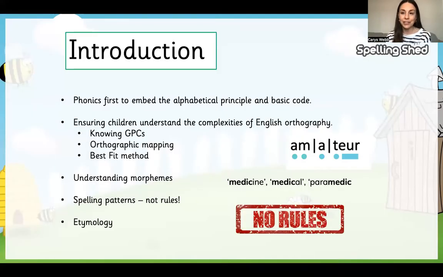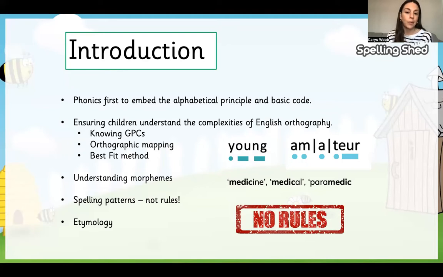Now, just a quick introduction about what we'll be looking at today. So first of all, phonics, as it's the first way that we embed the alphabetic principle and basic code into children's spelling from a very early age. We need to ensure that children understand the complexities of English orthography. And we do this by knowing their grapheme-phoneme correspondences. So that's a phoneme, which is a sound, and which letter or letters this relates to.